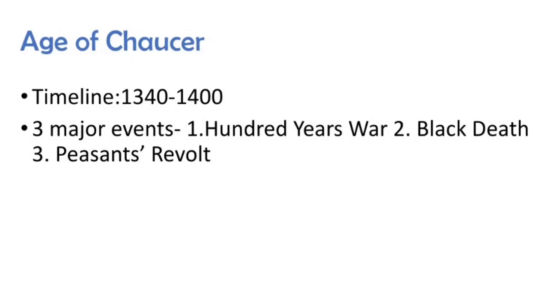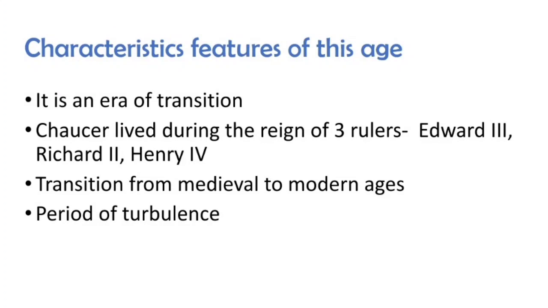The timeline of this period is from 1340 to 1400. There were three major events that happened during this time. The first one is the 100 Years' War, the second is the Black Death, and the third is the Peasants' Revolt, which we will learn in detail during the course of this video. But first, let us talk about the characteristic features of this period.